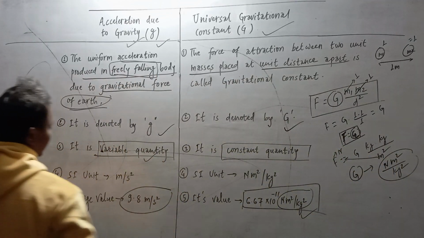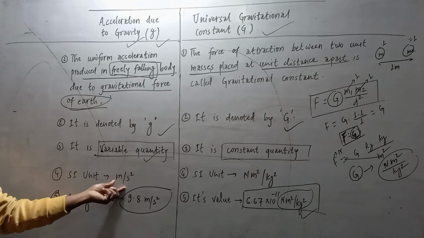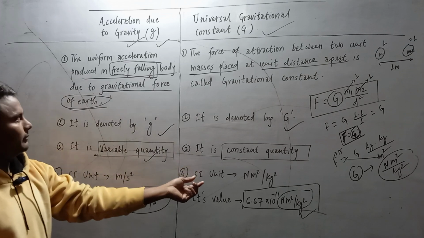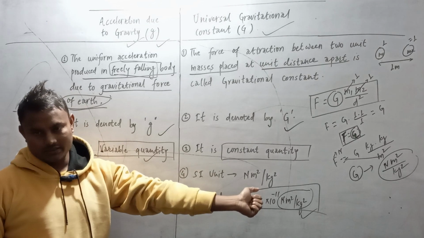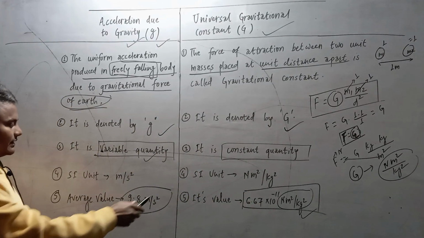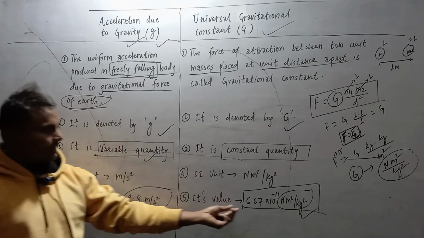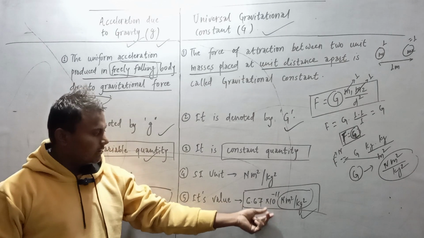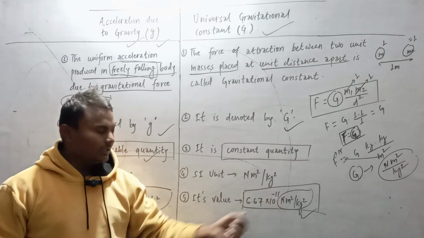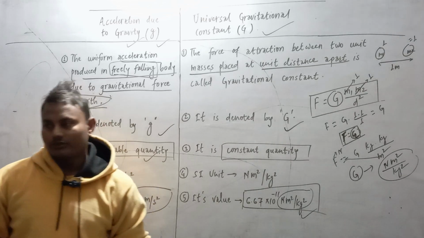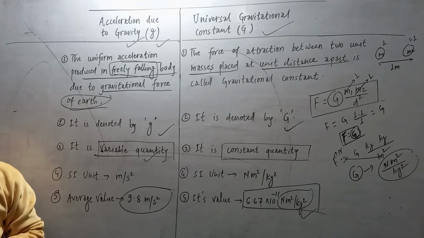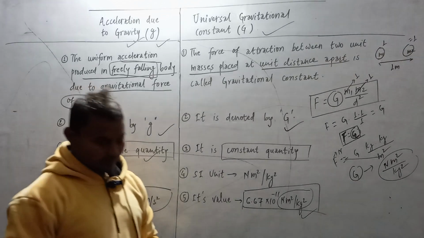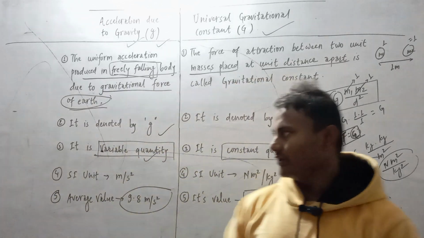In this way, the SI unit of acceleration due to gravity is meter per second square, and its value is 9.8 meter per second square, while the SI unit of the universal gravitational constant is Newton meter square per kg square, and its value, capital G, is 6.67 into 10 to the power minus 11. So these are the basic differences between acceleration due to gravity, small g, and the universal gravitational constant, capital G. These are the main differences, so you have to remember them.